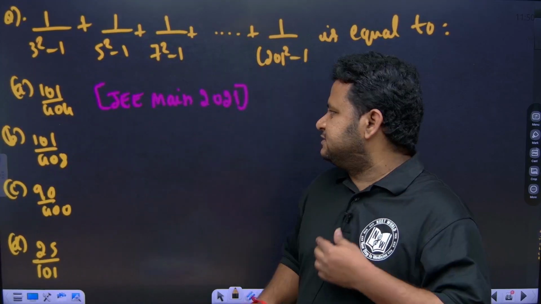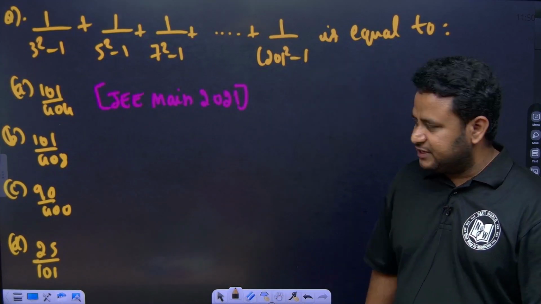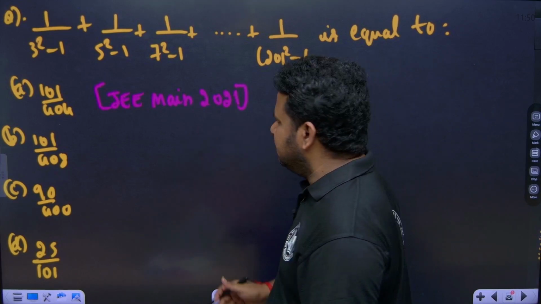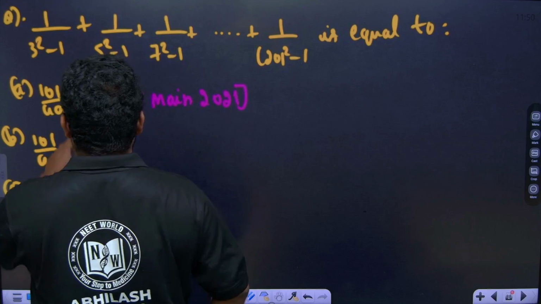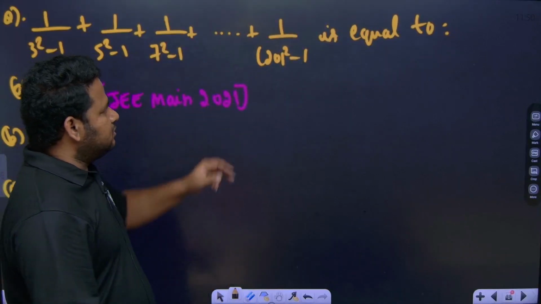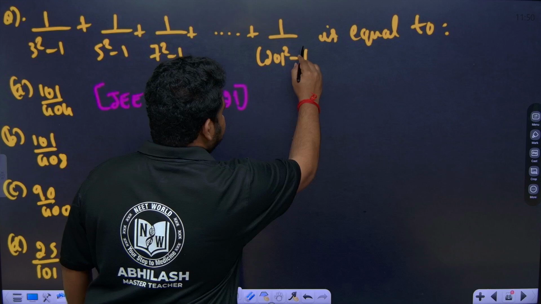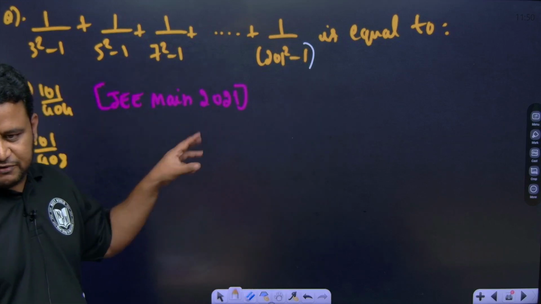We will start with sequence and series, that is the last part we will be doing here. We were stuck in this question in the previous class, now we will start with this itself. Here the sequence is like this: 1 by 3 square minus 1 up to 1 by 201 square minus 1. First, I told you we have to get a general term.